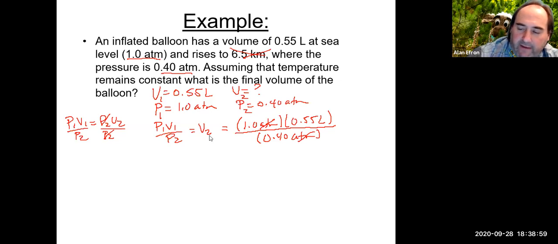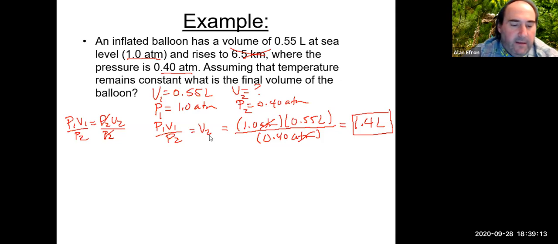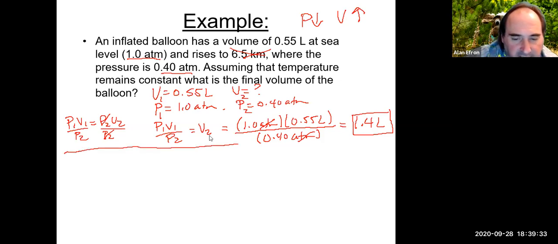So 1 times 0.55 divided by 0.4 gives us 1.4 liters as our answer. We could also see if it makes sense. When we look at our pressure in this case, it went down, which means our volume should go up. And it went from 0.55 to 1.4. So it does make sense. And that's why it's good to think about those relationships as you're doing these problems to make sure your answer does make sense. Any questions on that one there?